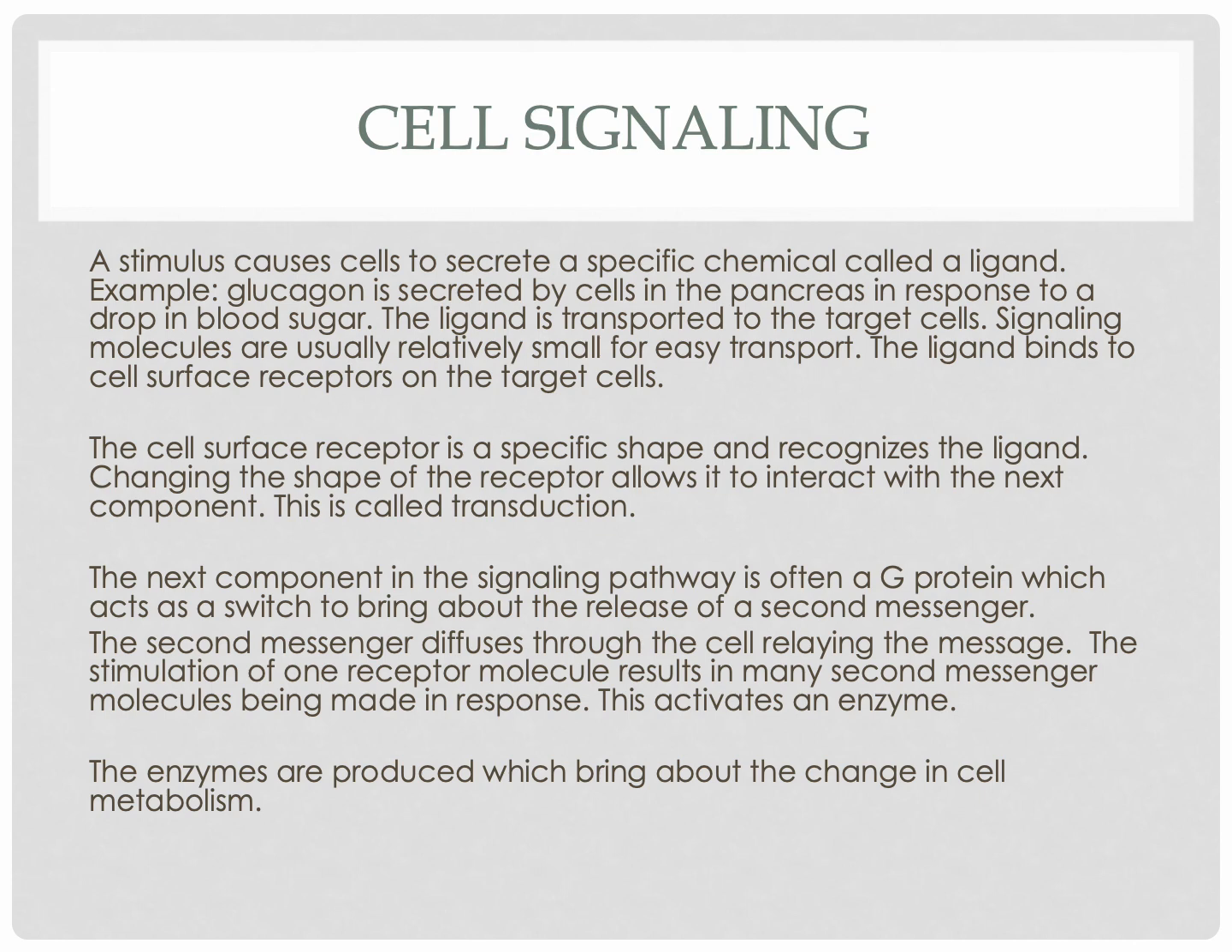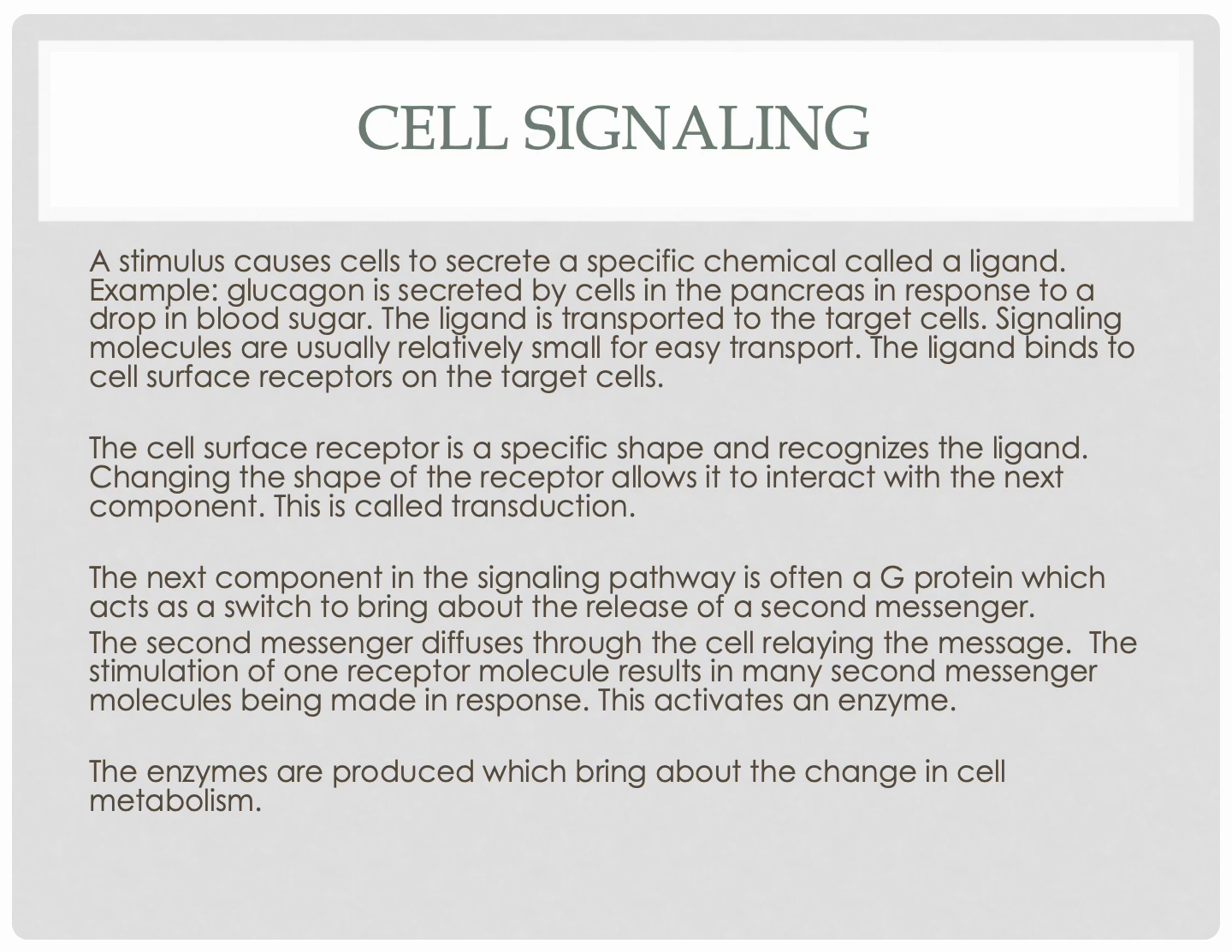The cell surface receptor has a specific shape and recognizes the ligand. Changing the shape of the receptor allows it to interact with the next component. This is called transduction. Transduction during cell signaling is the process of converting a signal from one method of transmission to another. The next component of the signaling pathway is often a G protein, which acts as a switch to bring about the release of a second messenger.